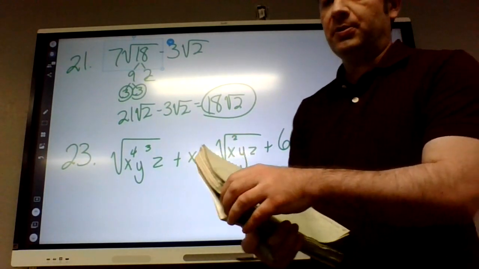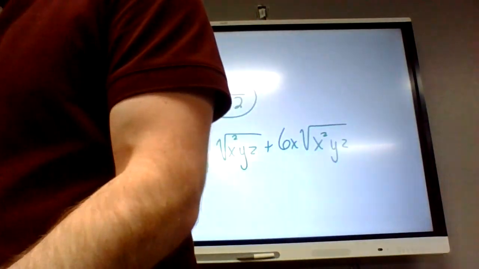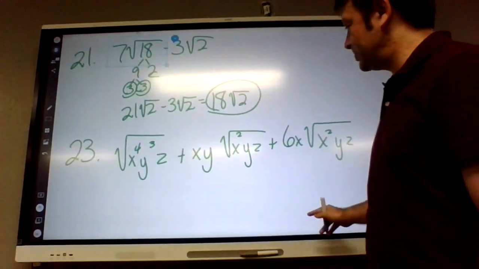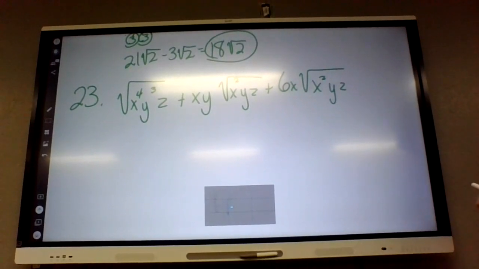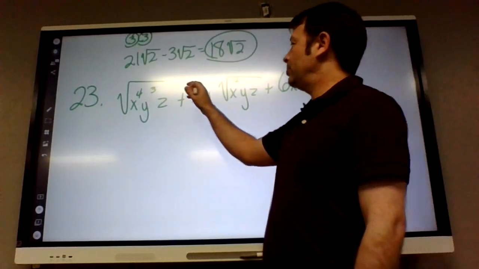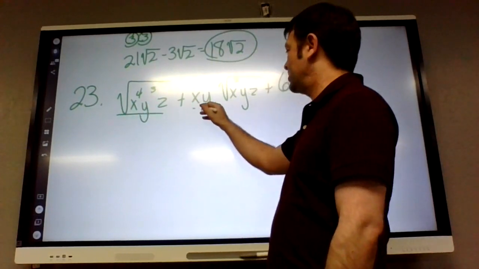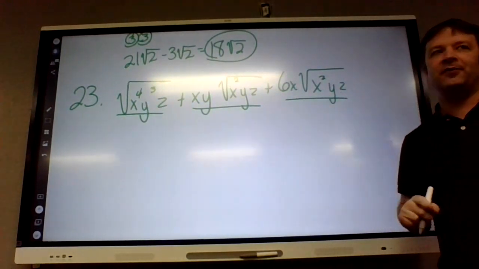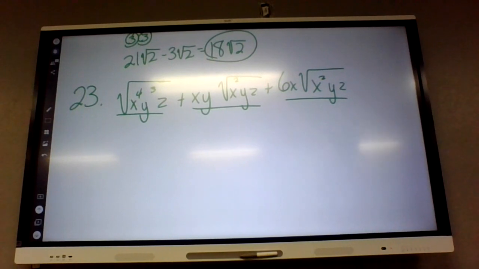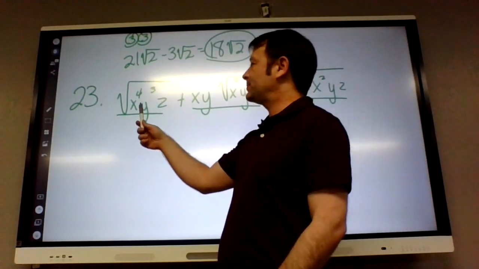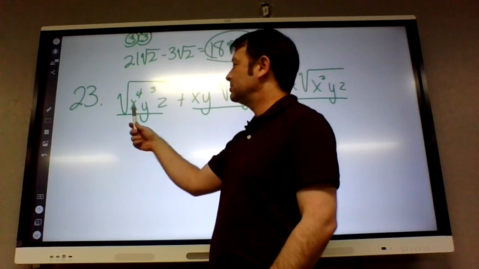Okay, so what do you guys think? Any ideas? How can we simplify this mess? Well, we should try and simplify each term if we can, and then see if any of them are like terms that actually add together. You have to be a like term to add together. So how can I simplify this first term?